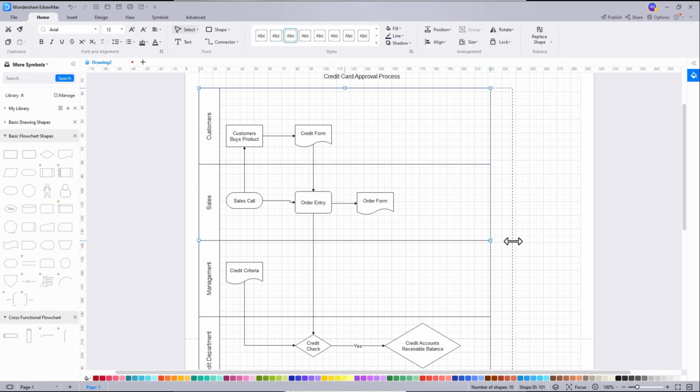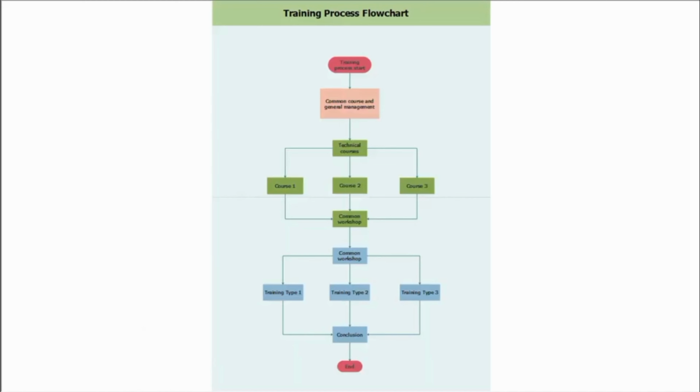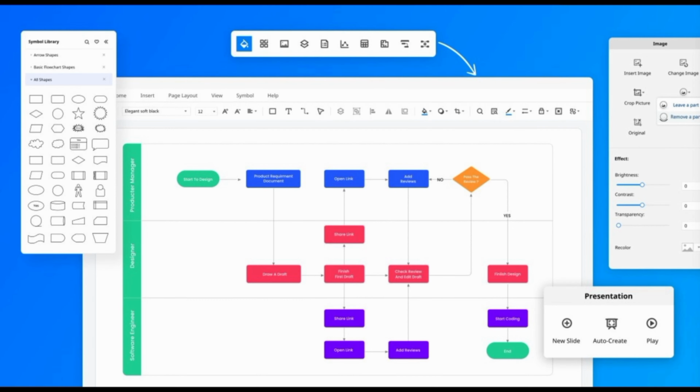Now let's see a few examples of process flowcharts that are already available in Edrawmax. Here's a planning and review of internal controls audit process flowchart. This is a hiring process flowchart. Here's a training process flowchart and a sales process flowchart. Similarly, Edrawmax has plenty of flowchart examples to use as resources.